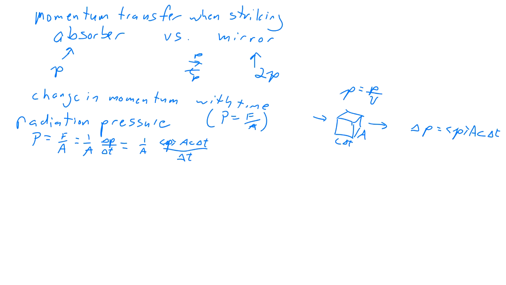So notice the A and the delta t go away, which is good because we weren't talking specifically about a particular area in a particular time. So that shouldn't actually enter into it. So we're left with just the average momentum density times c, which we can write out right here. That cancels the 1 over c. We're left with 1 over epsilon naught E naught squared, which if you remember going back, was equal to I over c. So again, our radiation pressure P is equal to the intensity of the light divided by c.